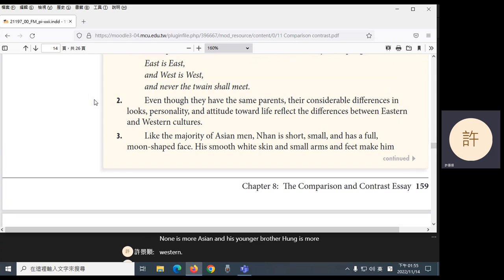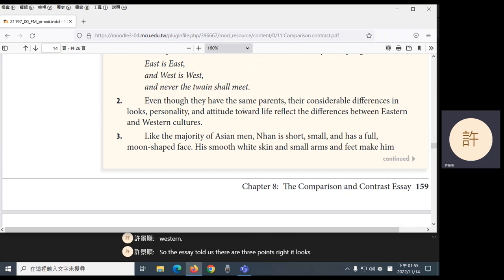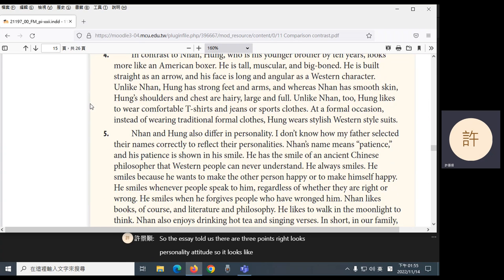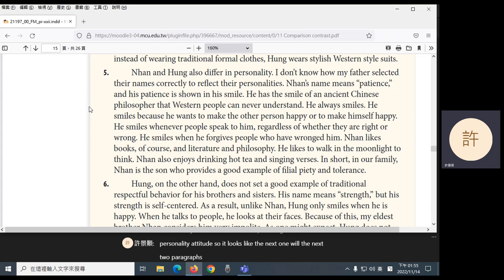So the essay told us there are 3 points, right? Looks, personality, attitude. So it looks like the next 2 paragraphs will be about personality.